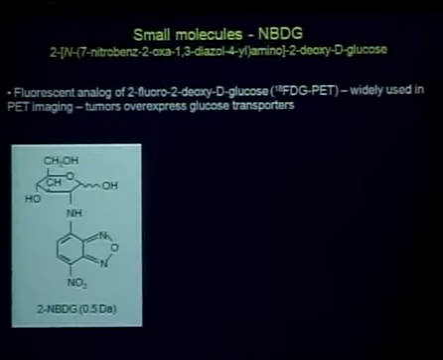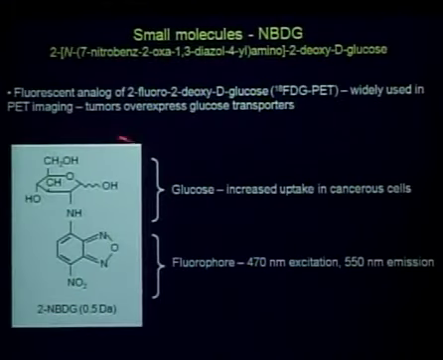And I thought I would show you a few results from some pilot studies that we've recently completed. The first contrast agent I'm going to show you is an example of a small molecule. This is a deoxyglucose that has been labeled with a fluorescent dye. So the contrast agent is called 2-NBDG. It consists of the deoxyglucose and the fluorophore.